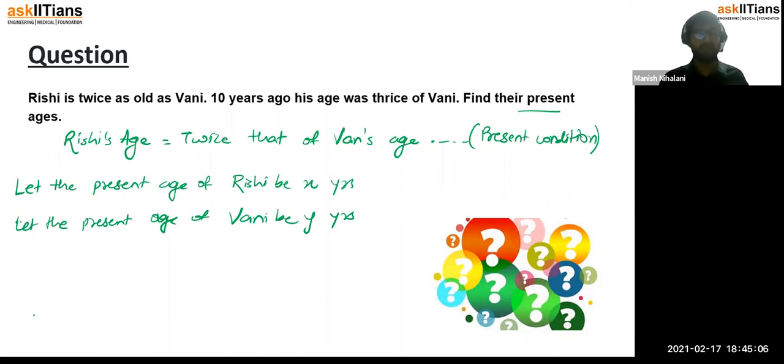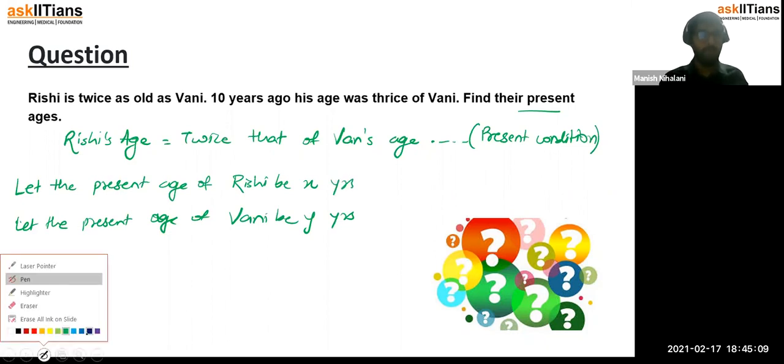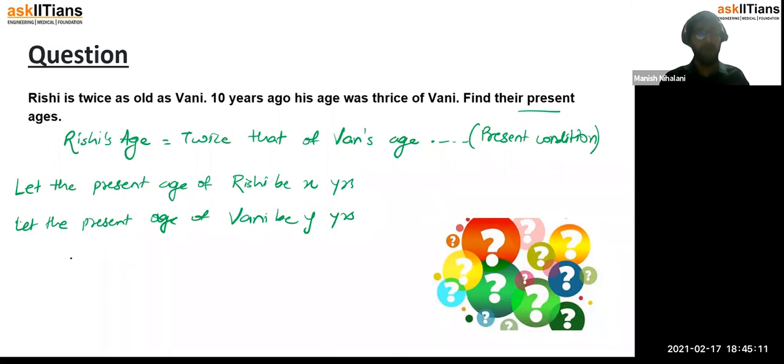Now we would say Rishi is twice as old as Vani, right? So X is equal to 2 times Y, twice as old as Vani. Which means if Vani is 3 years, Rishi would be 6 years. Now it says 10 years ago, Rishi's age was thrice that of Vani. So Rishi's age 10 years ago would be X minus 10, and Vani's age 10 years ago would be Y minus 10, right?